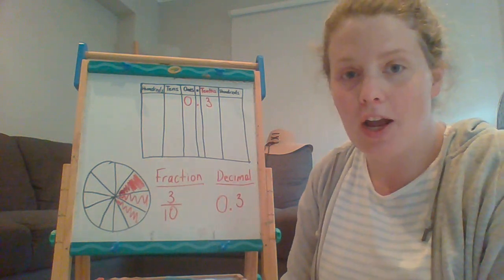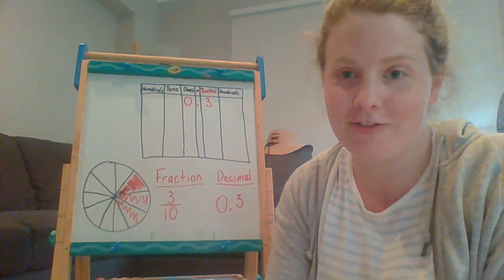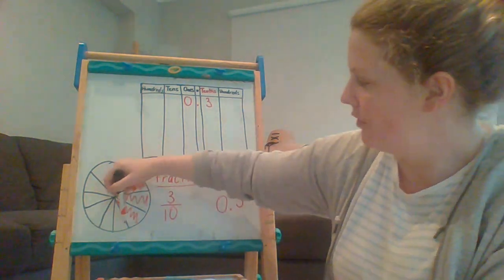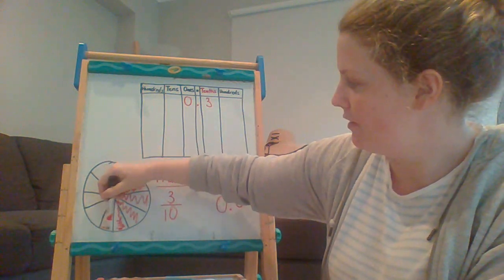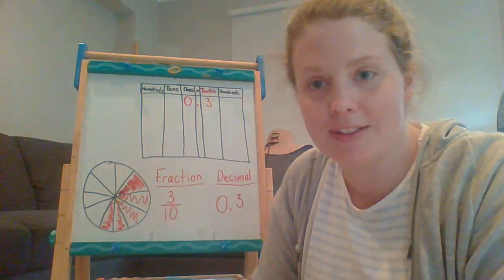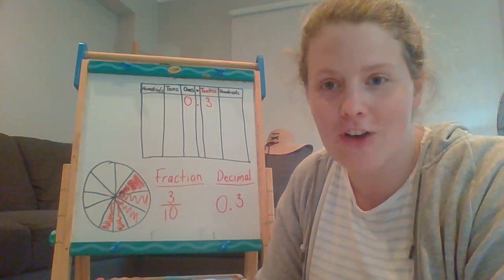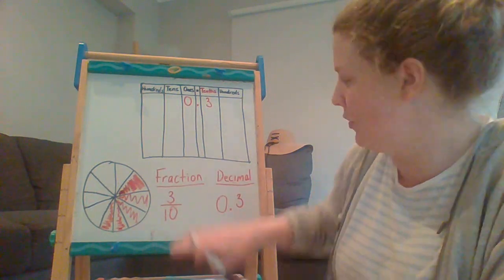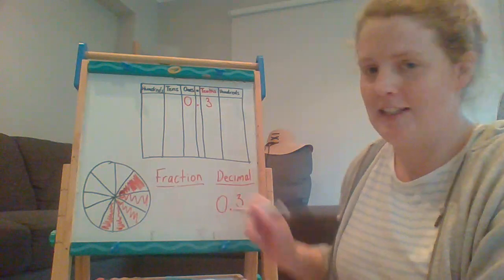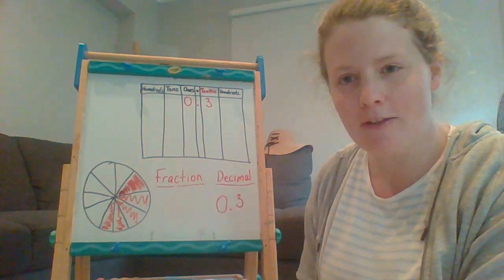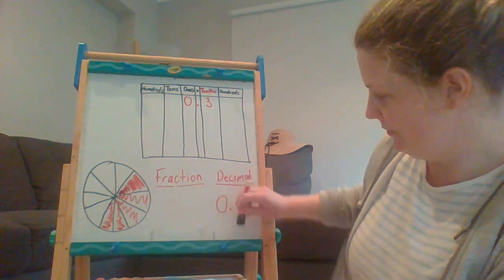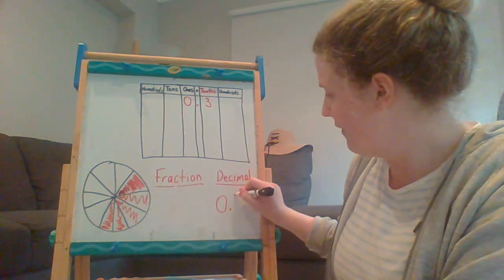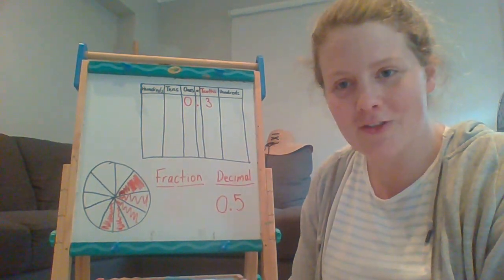Okay, so that's what we've got to so far. Let's just do a couple more just to refresh our memories. What if I had eaten 5/10 of my pie? How would that look as a decimal? So not a fraction, as a decimal. Can you write it down for me? So if you wrote a 0.5, you are correct. Well done.